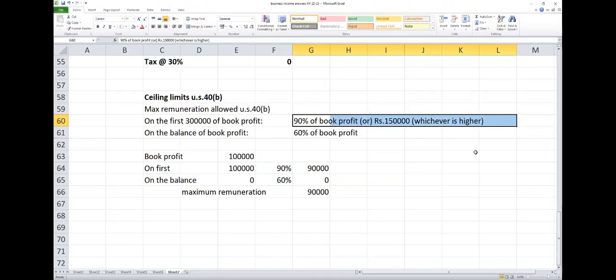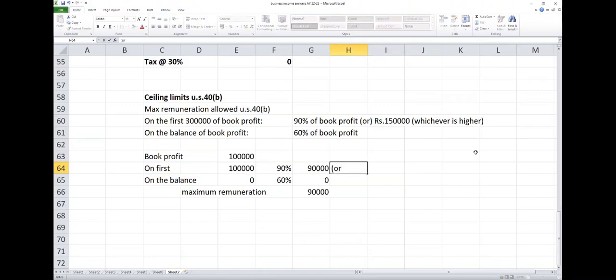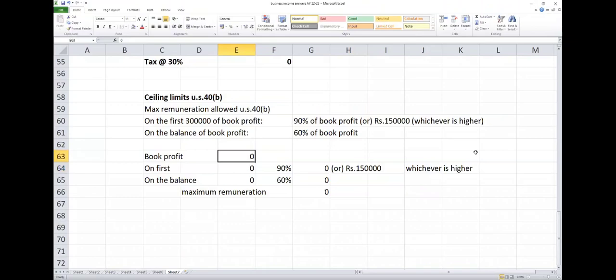90% of book profit or 1,50,000, whichever is higher. So you know why this 1 lakh? The government wants to give at least 1,50,000 as deduction. Suppose there is no book profit at all. The firm has made a loss. The firm has incurred a loss. On the first 0 or 1,50,000, whichever is higher, deduction up to 1,50,000 is allowed.